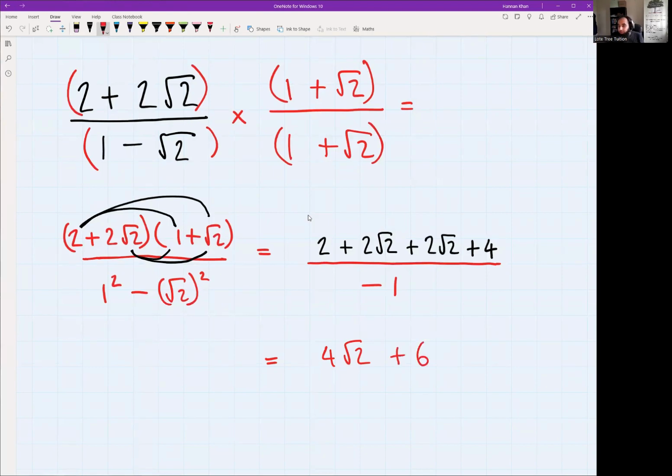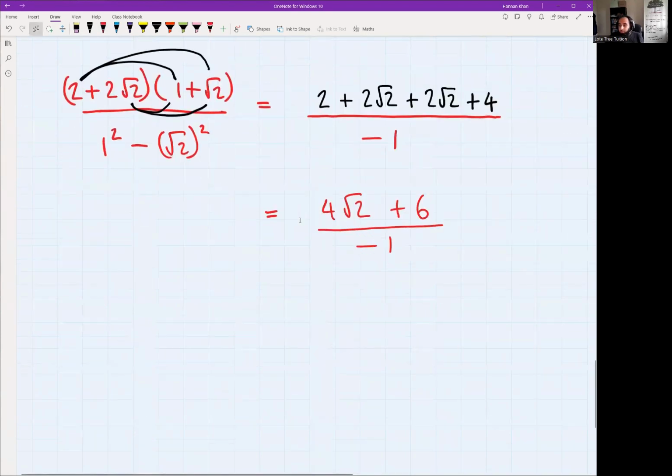And then don't forget, underneath you've got a minus 1. So what do we do with that minus 1? Well, you can just apply it to what you have, so you can flip the signs of everything. So I've got minus 6 minus 4 root 2, and that way I don't have to have it over minus 1. I can just have it like that. So that is the answer.